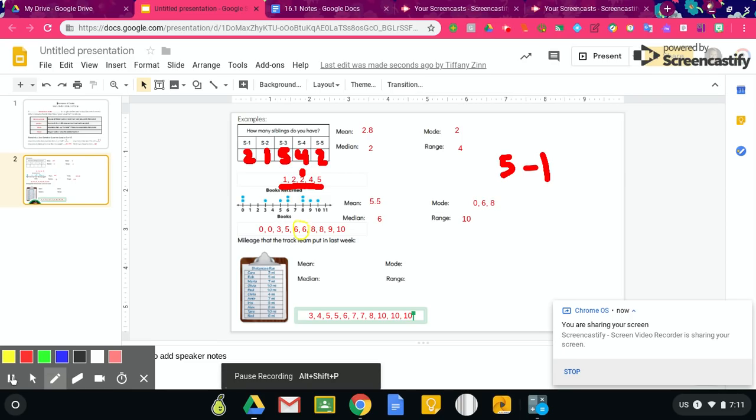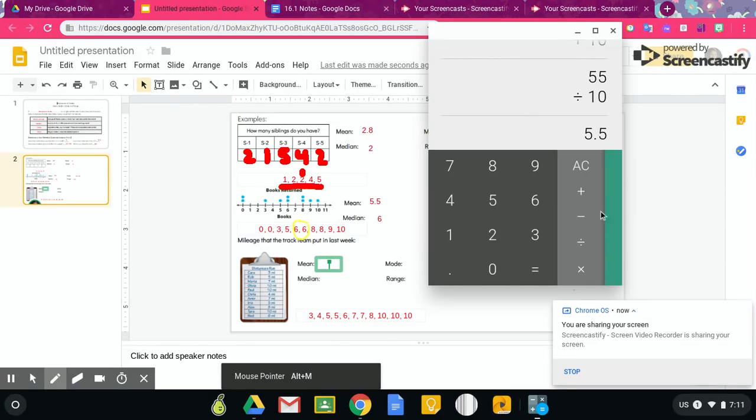Okay, on this last one, it's a clipboard, and it says the mileage that distance kids ran at track practice. I've already ordered them from least to greatest because that's what was taking so long. To find the mean, you got to add them all up and divide by how many there were. So first, let's find out how many there were. 1, 2, 3, 4, 5, 6, 7, 8, 9, 10, 11. Okay, so we're going to add them all up and divide by 11.